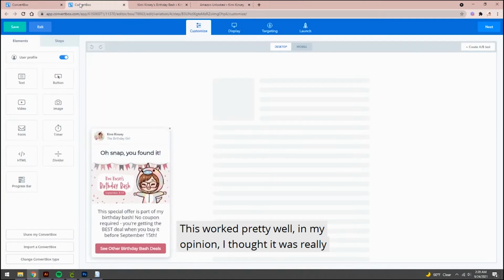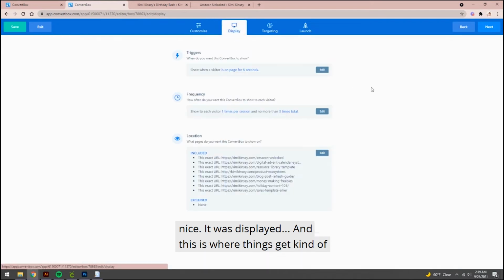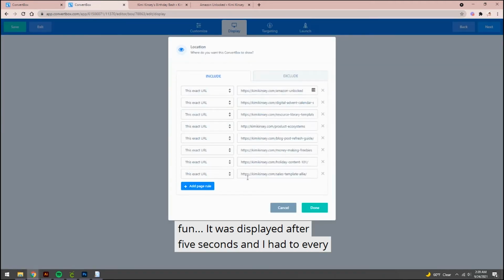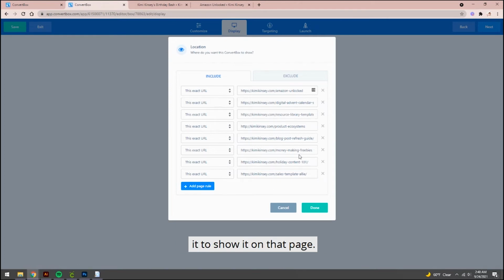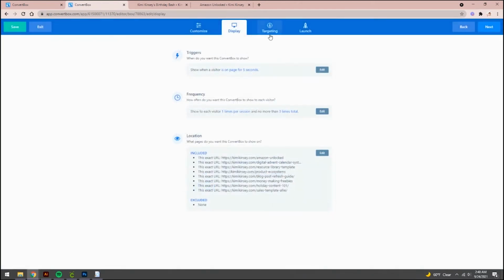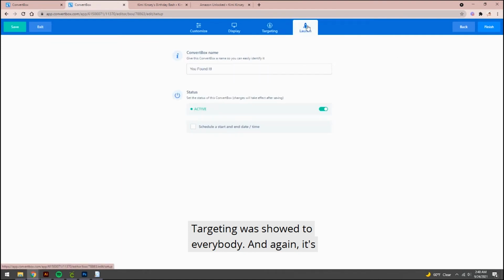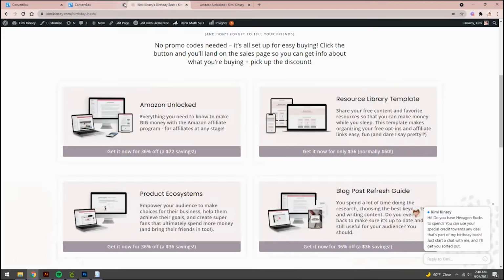This worked pretty well, in my opinion. I thought it was really nice. It was displayed, and this is where things get kind of fun, after 5 seconds. And every day of the birthday bash, I would come into ConvertBox and add a URL to it. So as each new deal was revealed, I'd have to come in here and add that page to the rules and tell it to show it on that page. Targeting was showed to everybody. And again, it's currently active because I'm showing it to you right now.